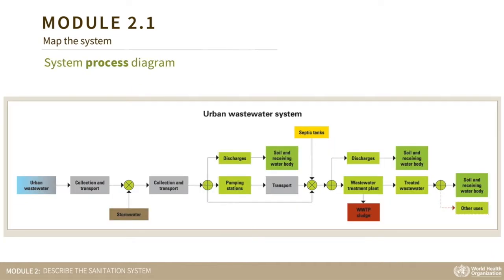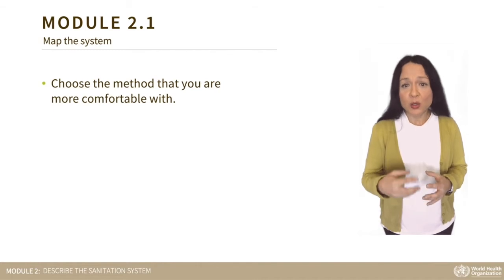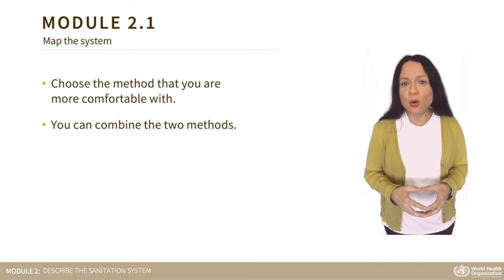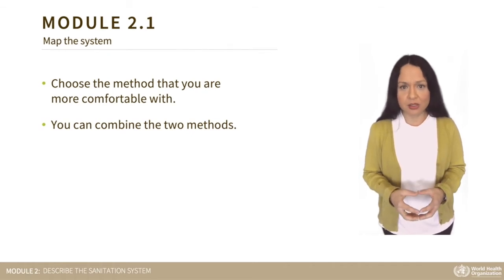Another method to map the system is a system process diagram, which uses the standard process flow symbols. Here you can see an urban wastewater system and an on-site septic system. Where the SSP boundary covers a community or catchment, a geographical map might be more helpful. Choose the method with which your team is more comfortable to work. You can also use a combination of the different methods.